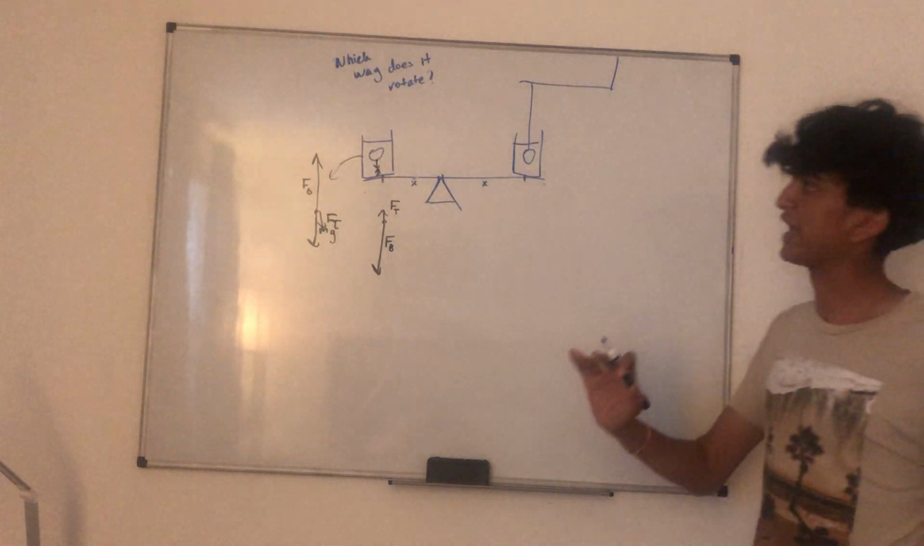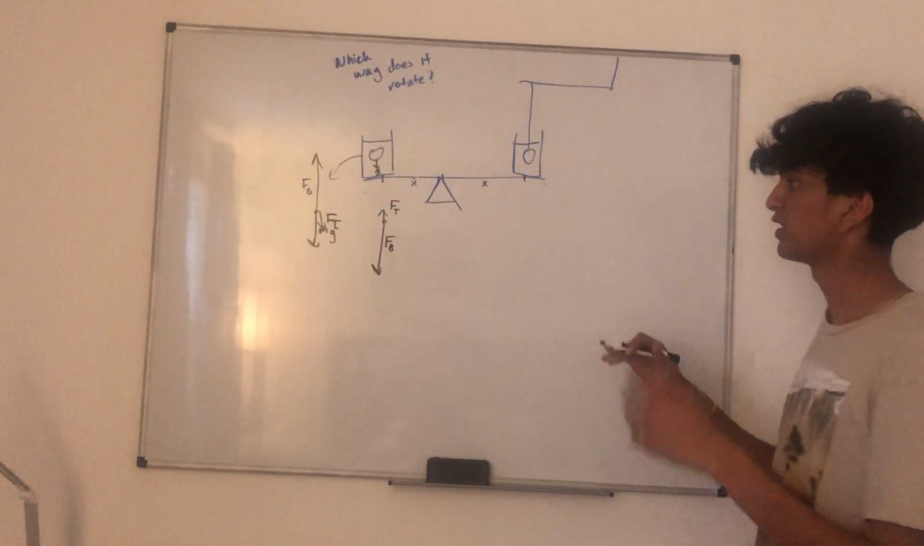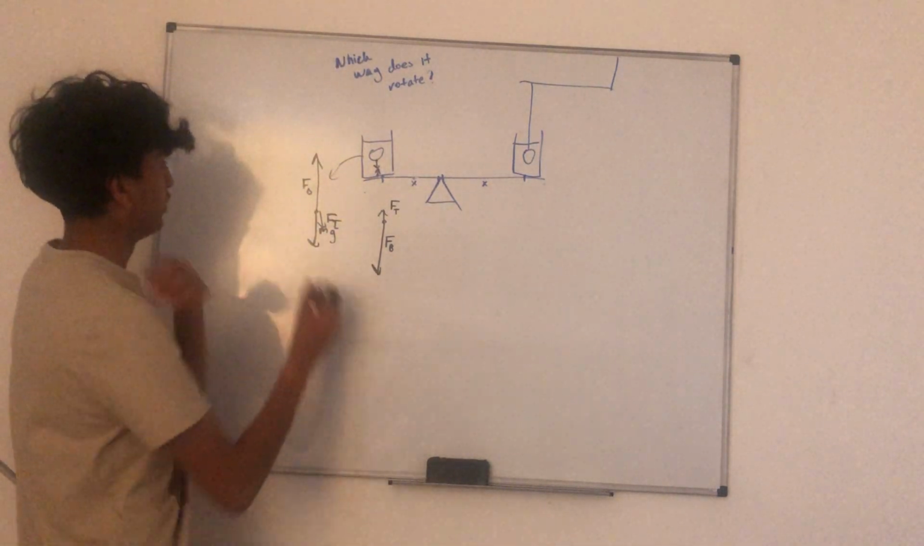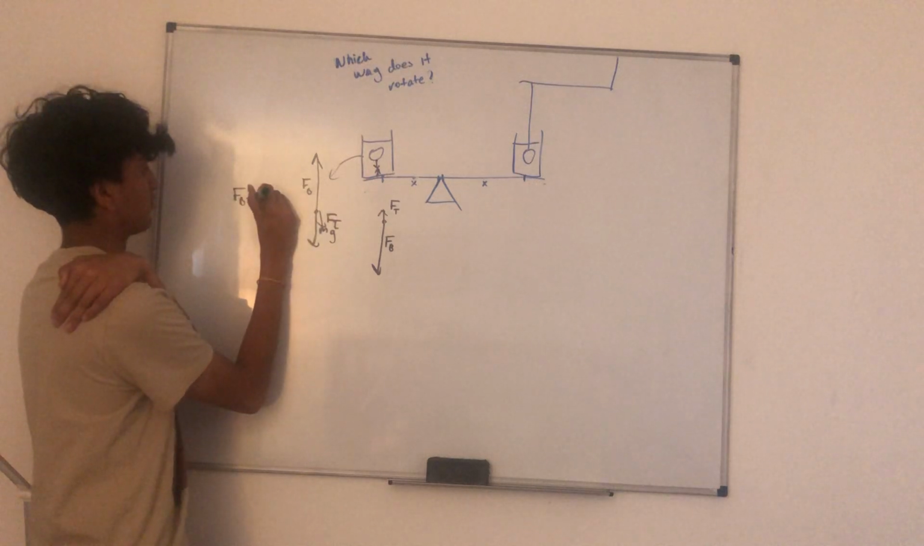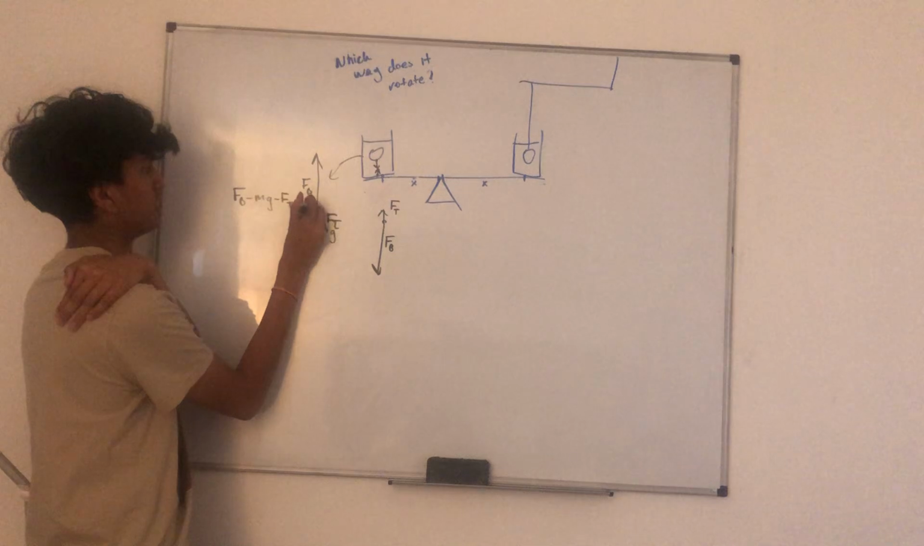But before I keep going, I want to show you something. If we were to think about the net force right now, for the ball, we know that FB, the upward forces, minus the downward forces, mg minus Ft, has to equal 0.